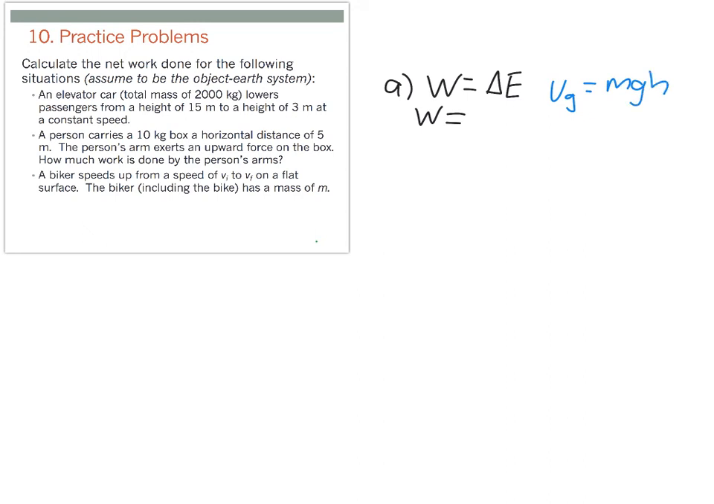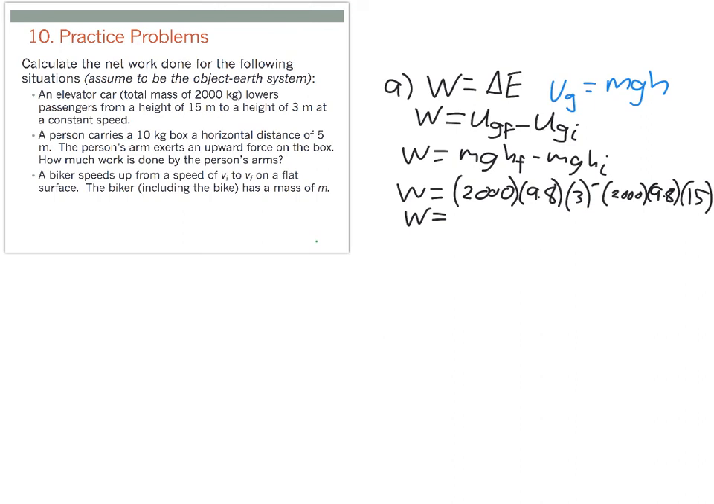So my work done is going to be my final gravitational potential energy minus my initial. Anytime I do a change, it's always final minus initial. In this case, final energy minus initial energy. So it's going to be mgh final minus mgh initial. I can plug in the things that I know here, and I end up finding that my work done is negative 235,200 joules.